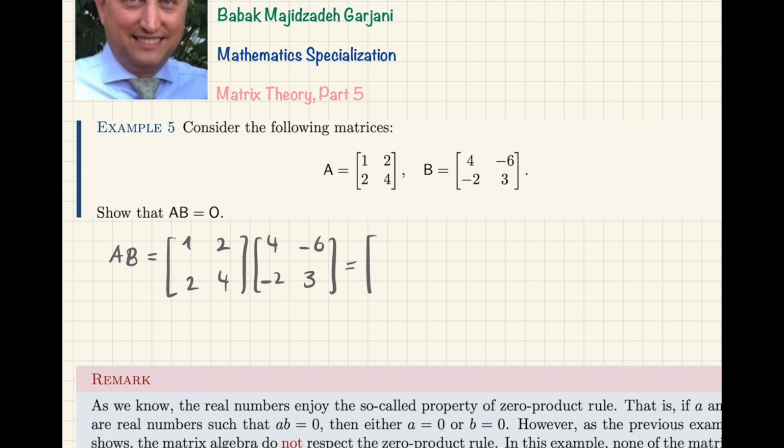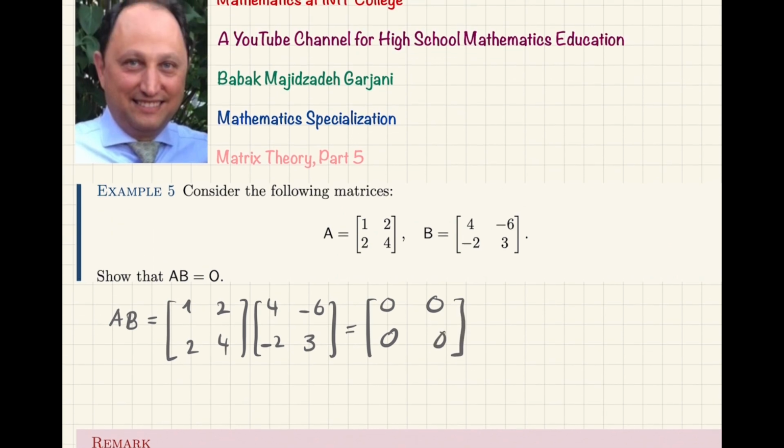So this becomes, the first one is 4 plus minus 4 is 0. The second one, minus 6 plus 6 is 0. The third one, 2 times 4, 8, 4 times minus 2 minus 8, again 0, and this is 0. Okay, before seeing what is coming, what is the difference here? Is this something you expect in numbers?